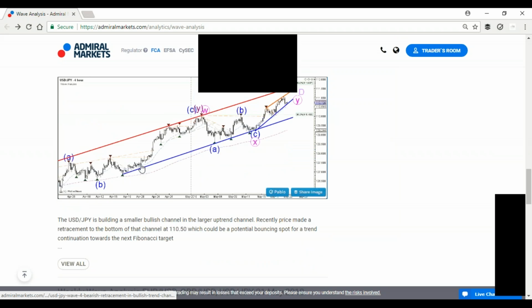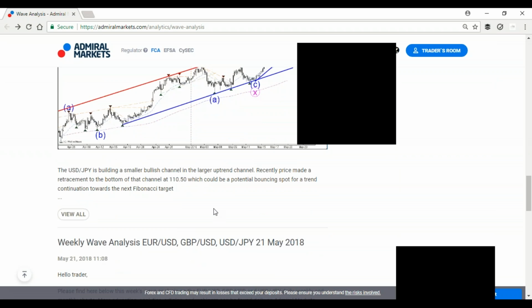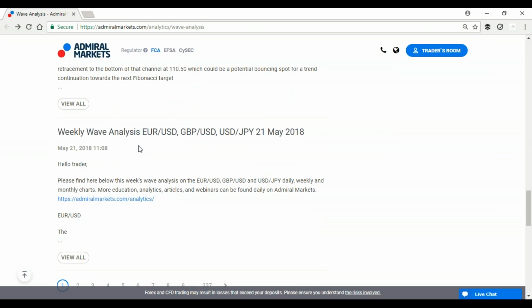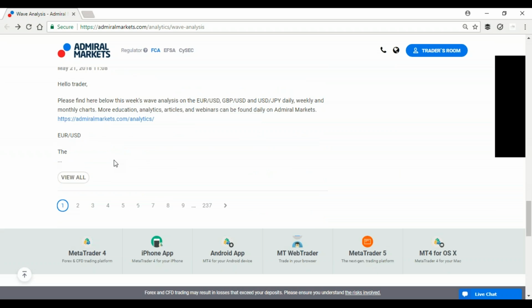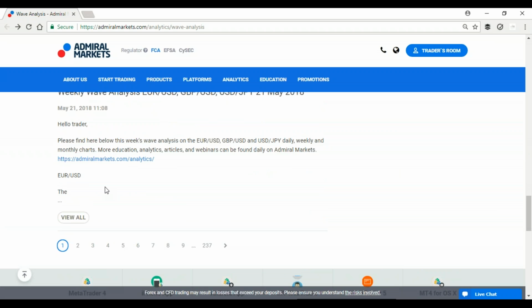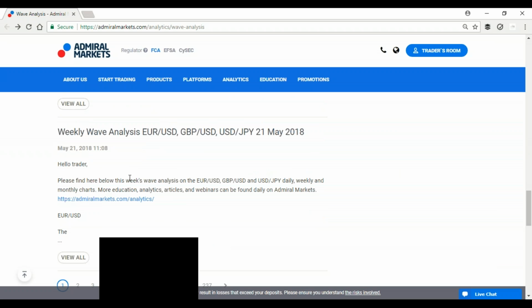All right, and here you can see the dollar yen. There's also weekly wave analysis for the long term, which you might find handy. So that's looking at daily, weekly, and monthly charts.